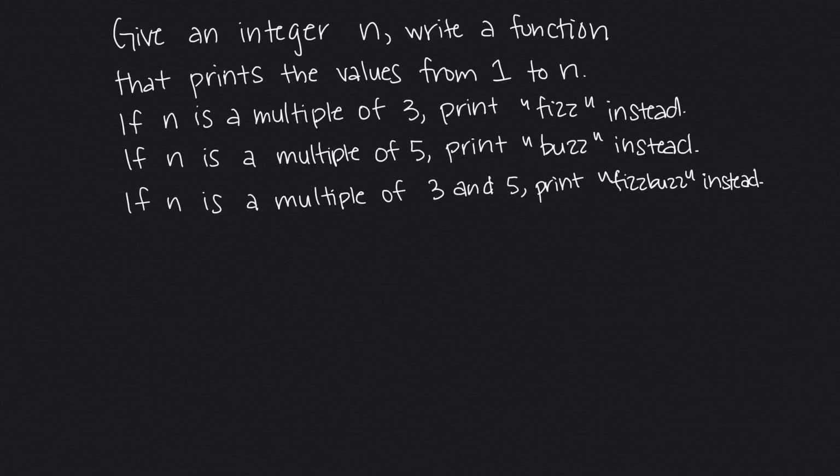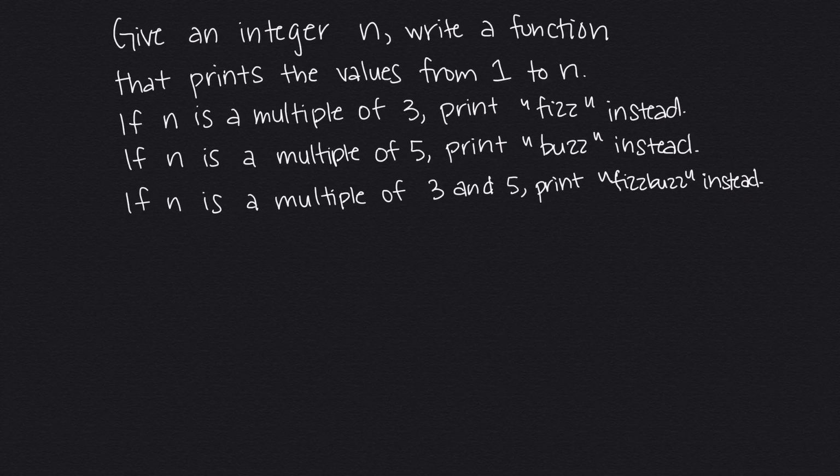All right, so here we go. Here's our question. Given an integer n, write a function that prints values from 1 to n. If n is a multiple of 3, print fizz instead. If n is a multiple of 5, print buzz instead. If n is a multiple of 3 and 5, print fizzbuzz instead. This is a really popular question for interviews, and we refer to this question as fizzbuzz.